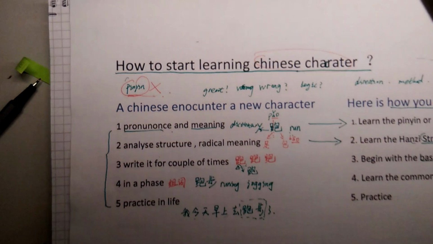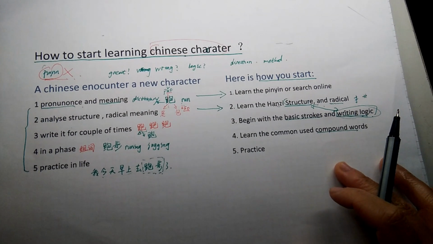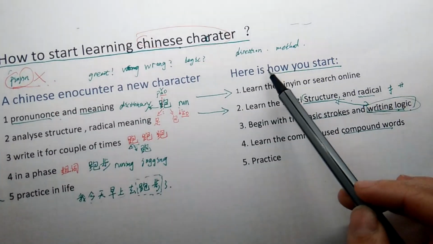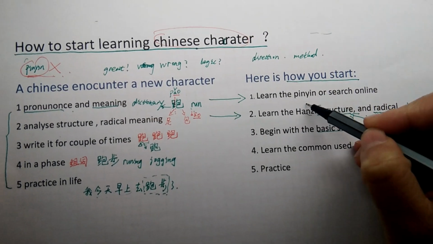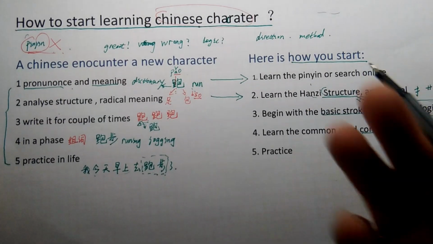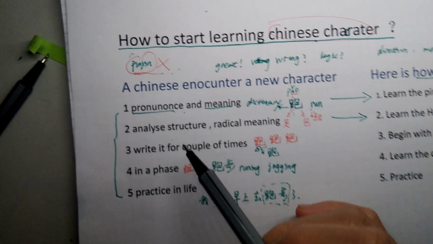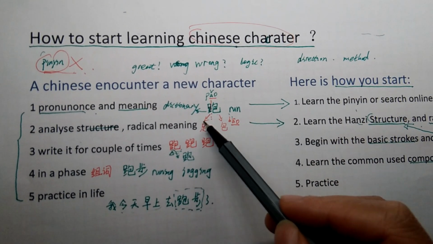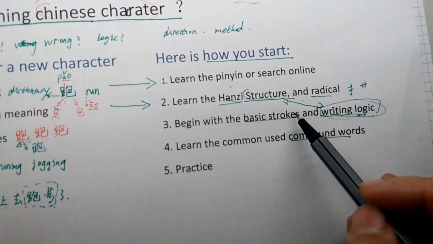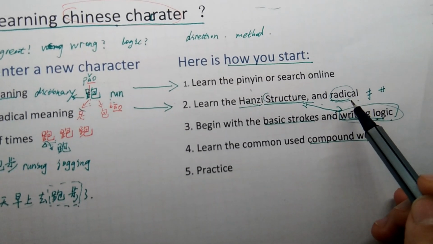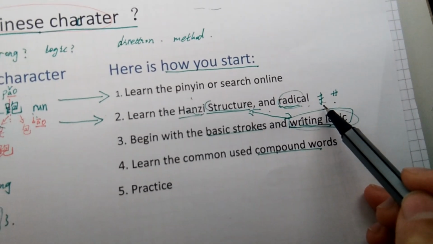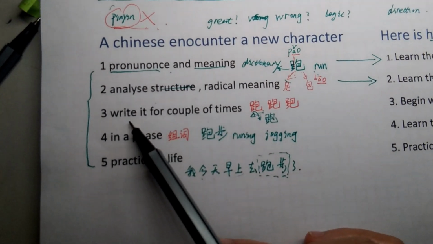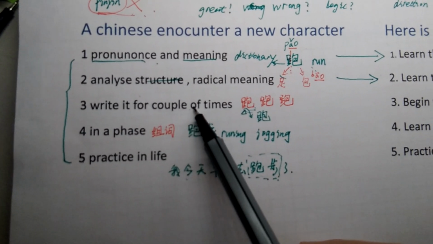Okay, now let's do a summary. So, what I have talked about. First, for the pronunciation and the meaning, you can learn the pinyin or search that online. You can use the dictionary either in books or an e-dictionary, just as you like. And for the second step, you should try to analyze each character's structure, right? And for this purpose, you must learn some Hanzi structure and some Chinese radicals, so you will understand where this radical comes from and what its meaning is. Just like these two radicals, one is hand related, one is plant related. And for the third step, of course, you should try writing a couple of times.